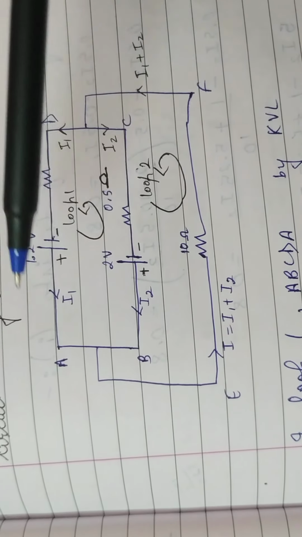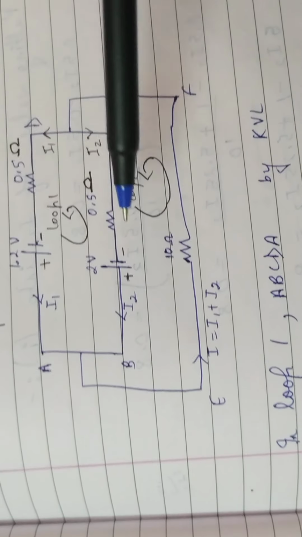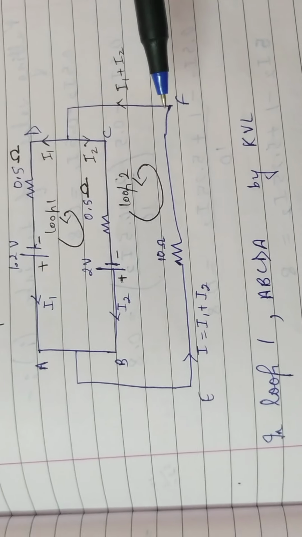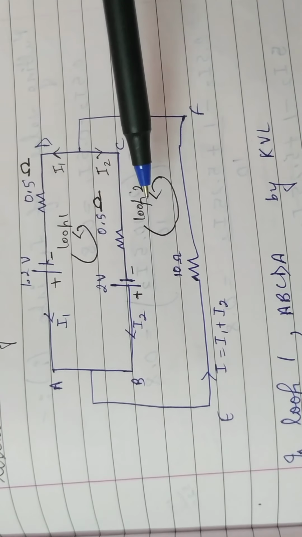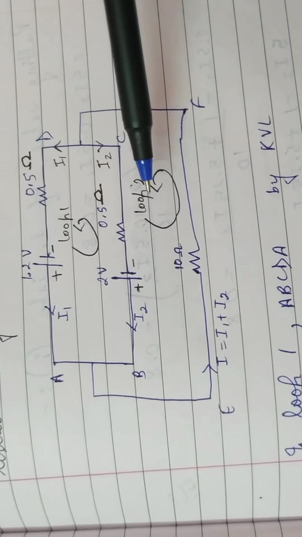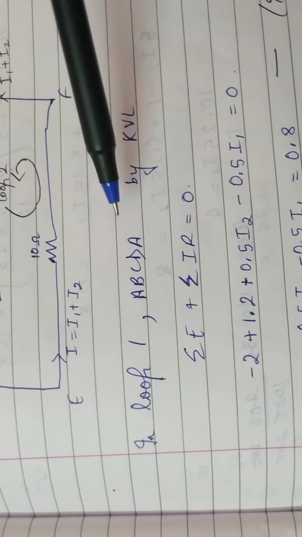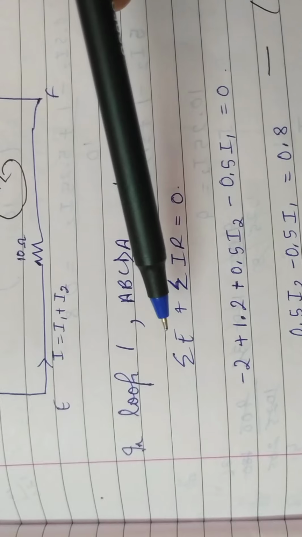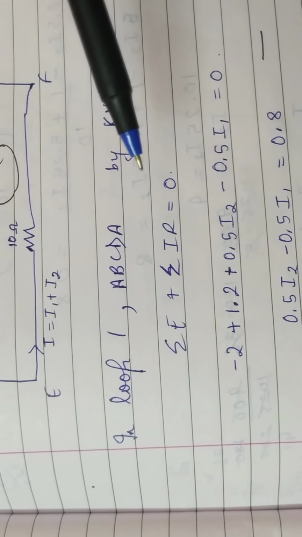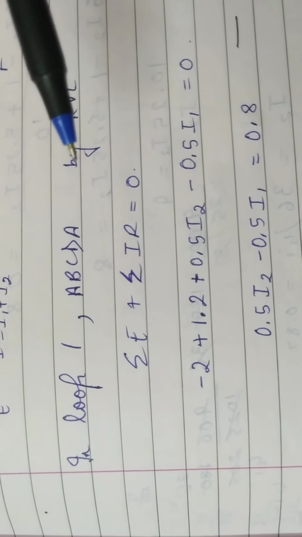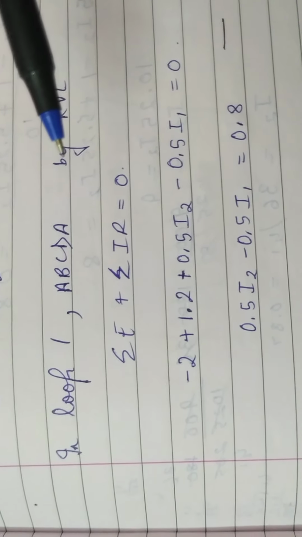For our convenience, we are marking the points as A, B, C, D, E and F, and we are taking loop 1 and loop 2. When we consider loop 1 by KVL, which is sigma E plus sigma IR equals 0, that is the summation of all the EMF and potential drops equals 0.